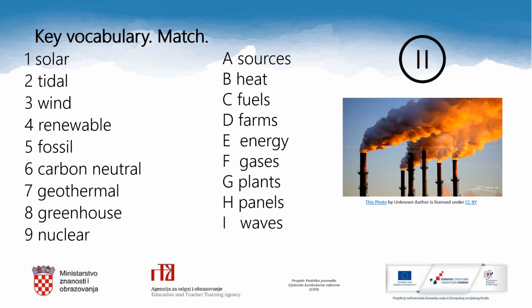Let's introduce some vocabulary. You have to match these two columns, the numbers from 1 to 9 and the letters from A to I. I will read you the Croatian combinations. You pause the video, take your notebook and try to combine these two words.